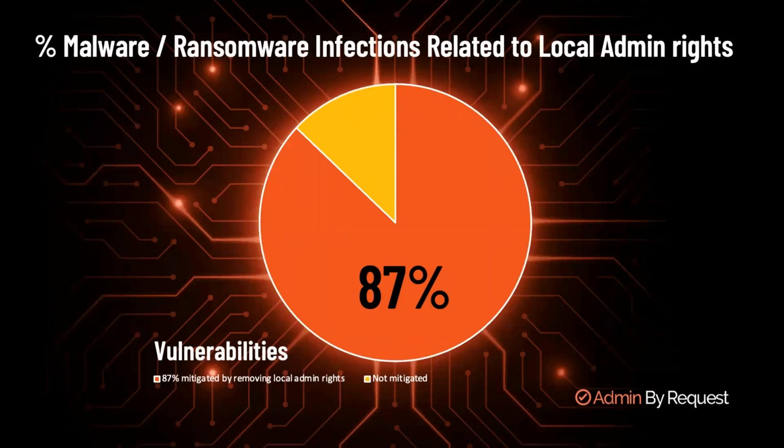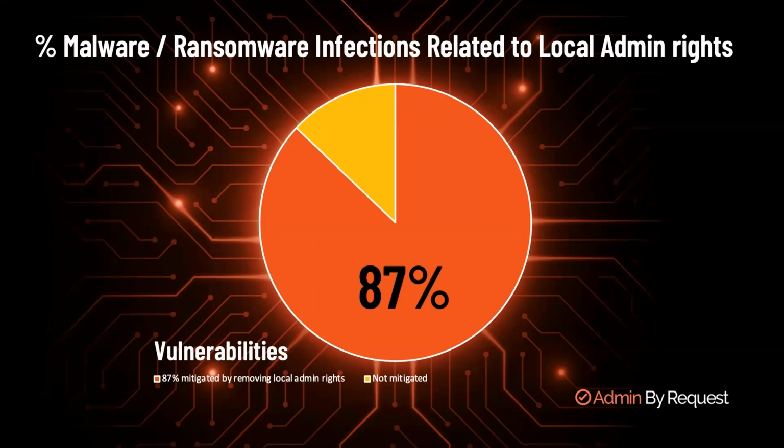So here's your favorite PAM and EPM vendor pie chart. Every year, another study is done and a slightly different number pops out, but local admin usage is generally in the high 80s or low 90s when it comes to looking at the percentage of vulnerabilities and their relationship with local admin rights. However, if you look closely, you will see that in the small print it says percentage mitigated by removing local admin rights.